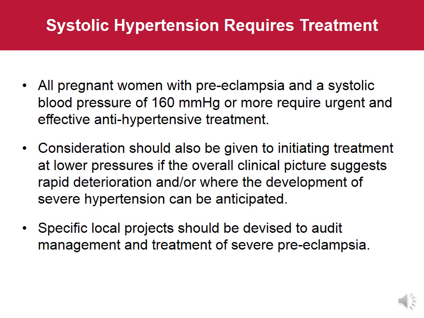The guidelines surrounding the management of hypertension, one of the most common obstetric complications, must be adhered to uniformly. All pregnant women with preeclampsia and a systolic blood pressure of over 160 millimeters mercury require antihypertensive treatment. Consideration should also be given to initiating treatment if the overall clinical picture suggests rapid deterioration. Specific local projects should be devised to audit management and treatment of severe preeclampsia.